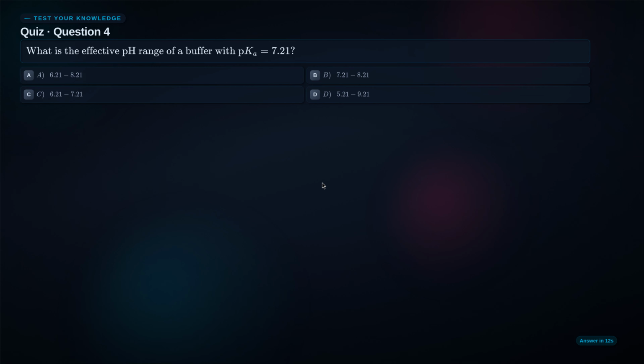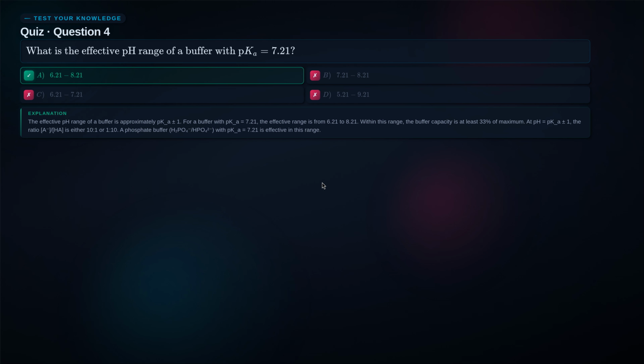The correct answer is option A, 6.21 to 8.21. The effective pH range of a buffer is approximately pKa plus or minus 1. For pKa equals 7.21, this gives a range of 6.21 to 8.21. Within this range, the buffer capacity is at least 33% of maximum. A phosphate buffer with this pKa is effective in this range.